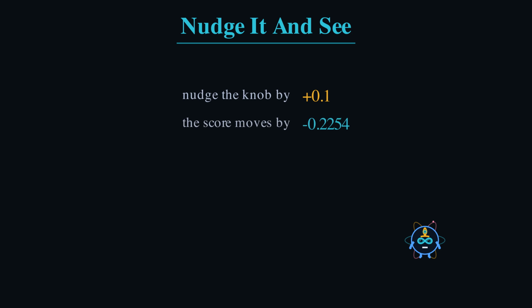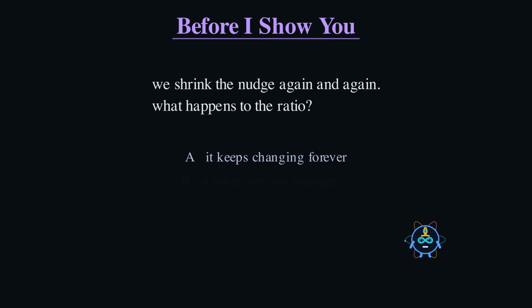So try it. Nudge the knob by 0.1 and the score moves by minus 0.225. Divide one by the other and you get minus 2.25. That number is the answer to the question. Before I show you, take a guess. It makes the answer stick. We keep shrinking the nudge. Does the ratio keep changing forever, settle on one number, or collapse to 0?